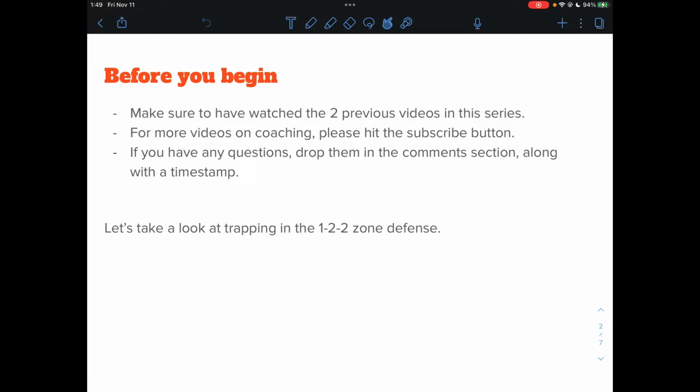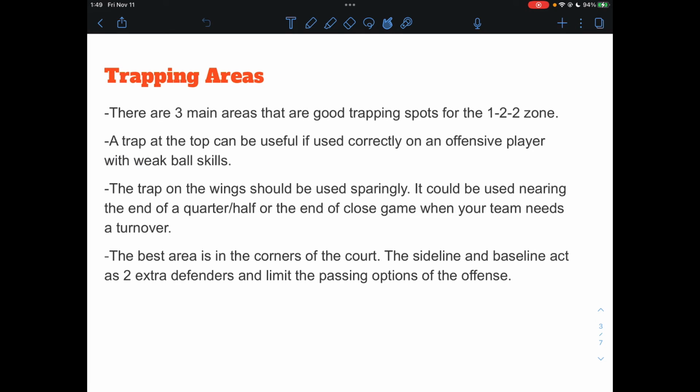All right, without any further waiting, let's take a look at trapping in the 1-2-2 zone. There are 3 different types of trapping areas. The least successful one, in my experience, is a trap at the top, but it's something that we can use often if the person bringing out the ball does not have great ball skills.